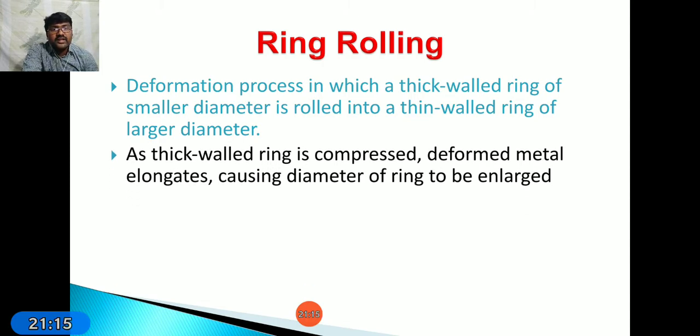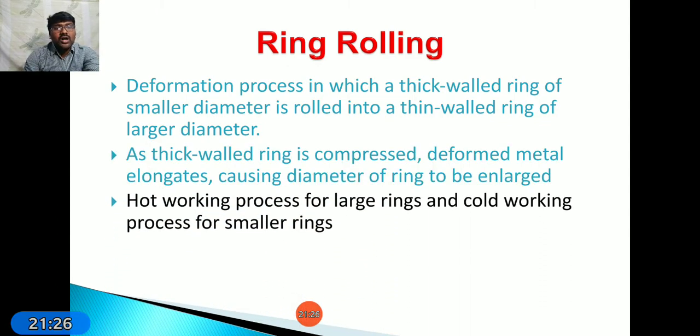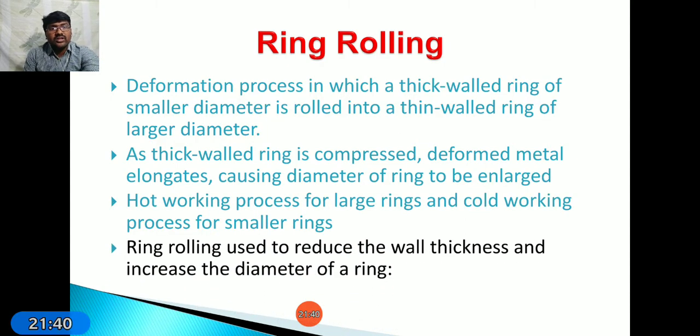Next, when a thick walled ring is compressed, the deformed metal elongates, causing the diameter of the ring to be enlarged. Next, a hot working process is used for large rings and a cold working process for smaller rings. Based on requirement and size, we have to select hot or cold rolling. The ring rolling is used to reduce the wall thickness and increase the diameter of a ring. The thickness of the wall is reduced and at the same time the diameter of the ring is increased by using the ring rolling process.